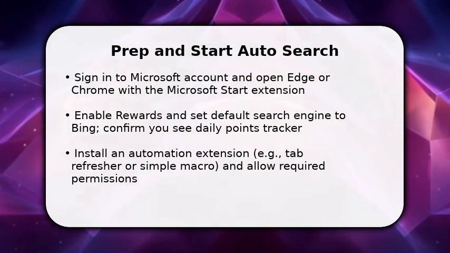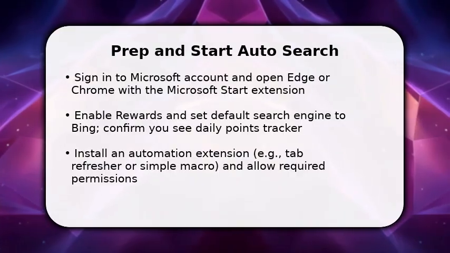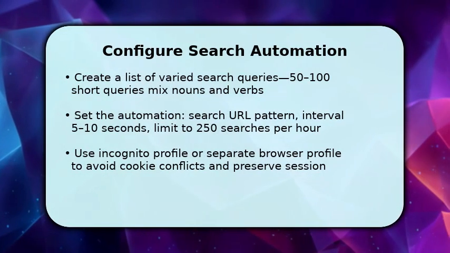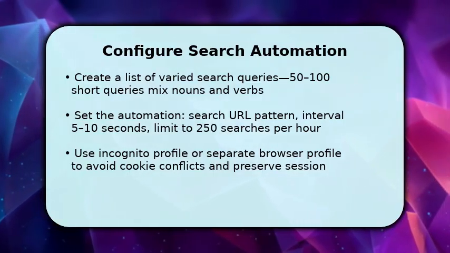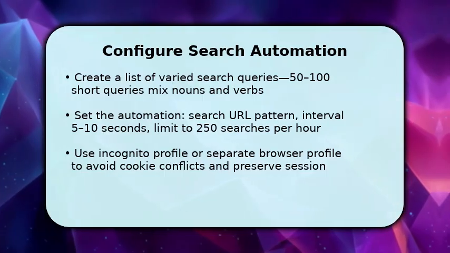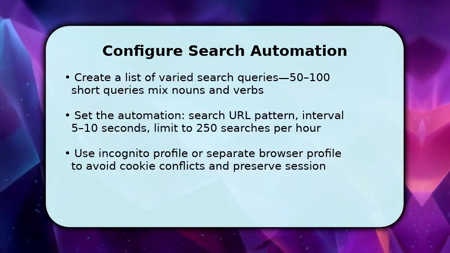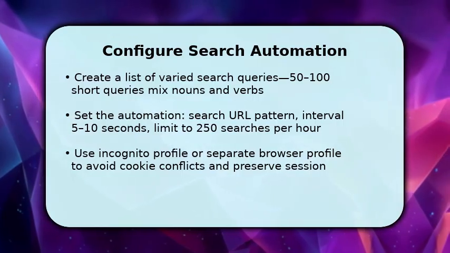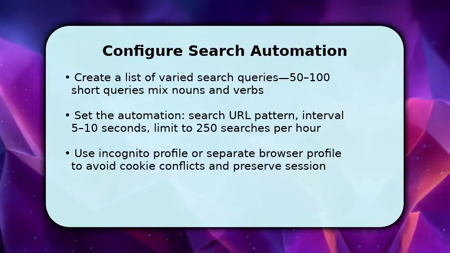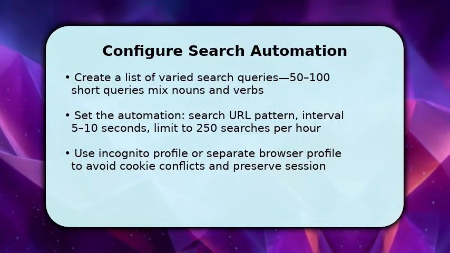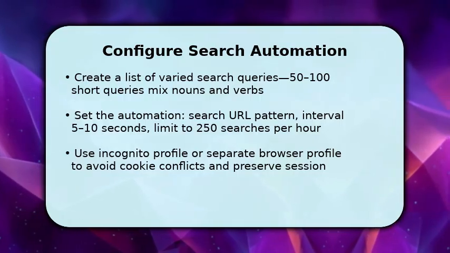start configuration. Now configure the automation with a well-structured query list so Bing treats searches as distinct. Variety reduces duplicate detection. Enter the Bing search URL pattern and use a placeholder for query insertion. Then set a modest interval of about 5 to 10 seconds between searches to mimic human pace. Make sure the run limit is safe.